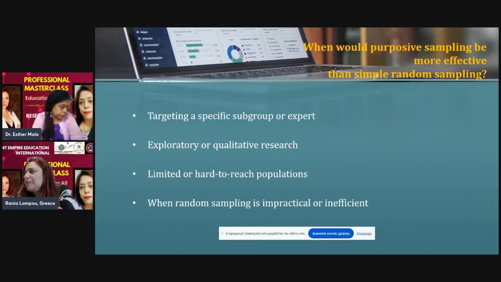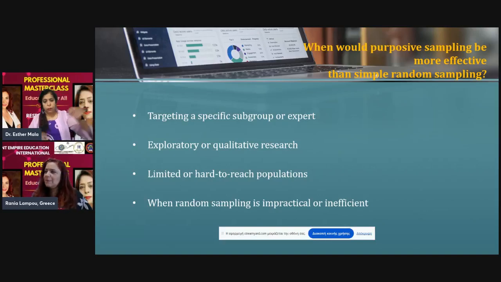Now, what is purposive sampling? This is useful when the research requires selecting specific individuals who have particular characteristics or knowledge relevant to the study. So when is purposive sampling more effective? When we want to target a specific subgroup or experts, for example, when you need participants with specialized knowledge, experience, or characteristics. For example, you want to interview climate scientists for a study on environmental policy.